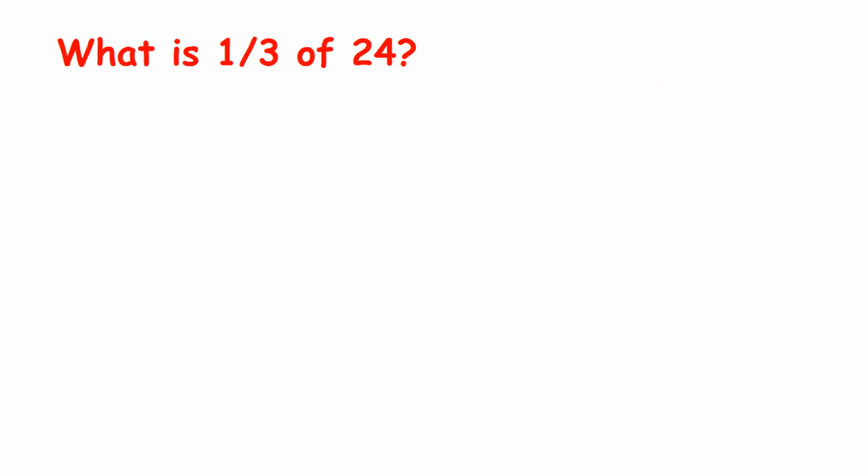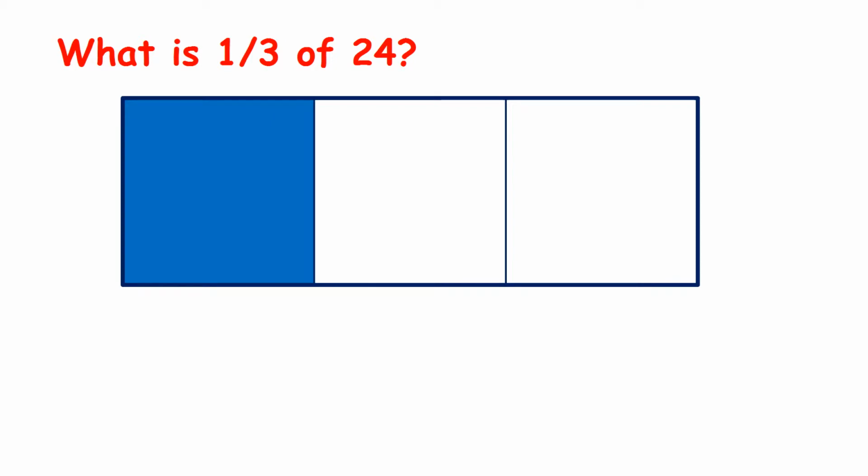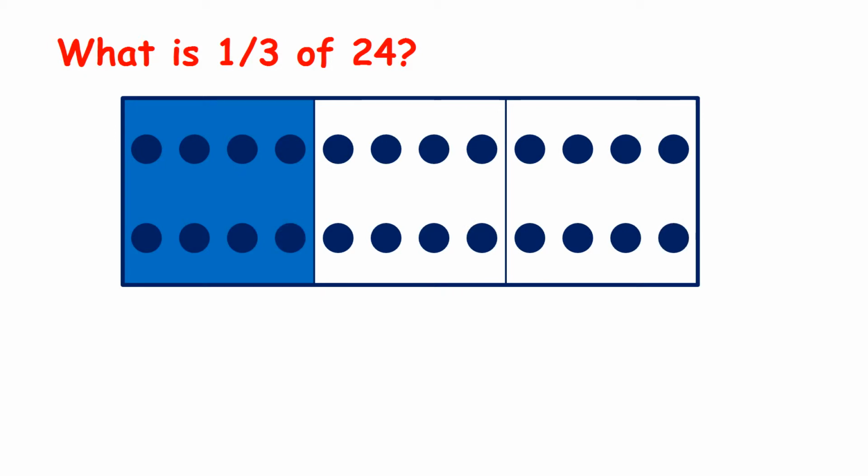So here we have, what is 1/3 of 24? If we have a third of a shape, we know that we have 1 part out of 3. So let's divide 24 by sharing between these 3 parts. So we have 3, 6, 9, 12, 15, 18, 21, 24.